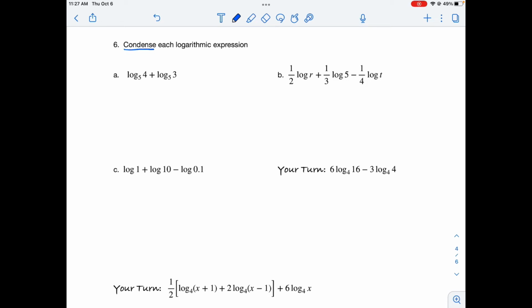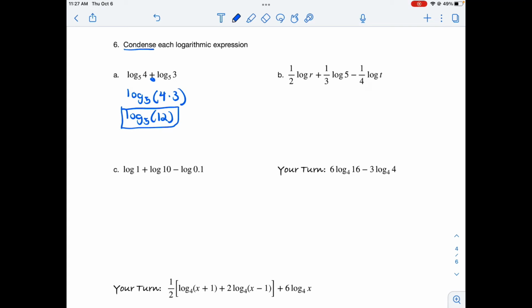So notice in A, both of our logarithms are base 5. So we can condense these by using our properties. So remember, if I'm adding two logarithms together, I condense them inside to become multiplication. So that becomes log base 5 of just 12. And that would be my answer. You condense until you get a single expression.